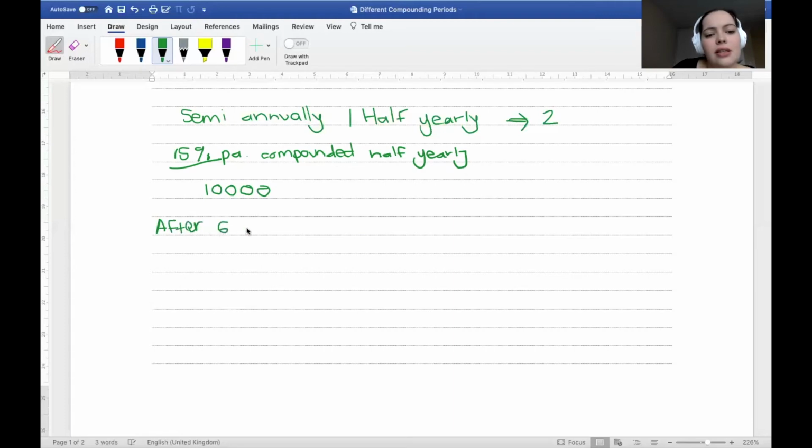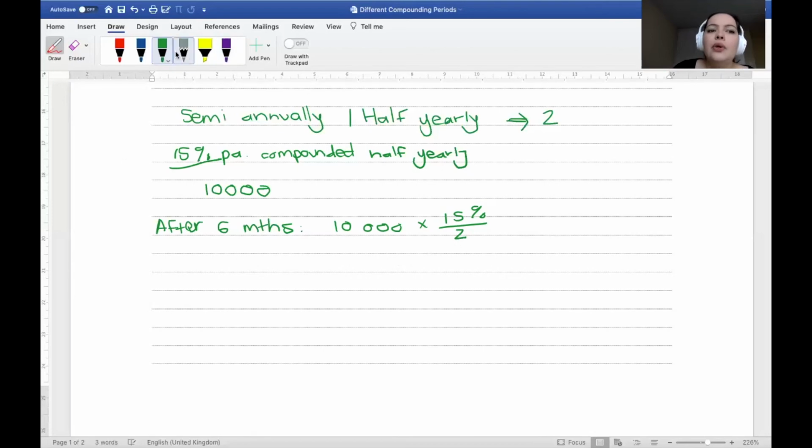So we're going to have our 10,000 that we deposit right at the beginning, and then after 6 months, they're going to say, okay, this person has 10,000 in their account and they're getting 15% per annum, but it's happening twice. So we need to remember to divide this by 2.